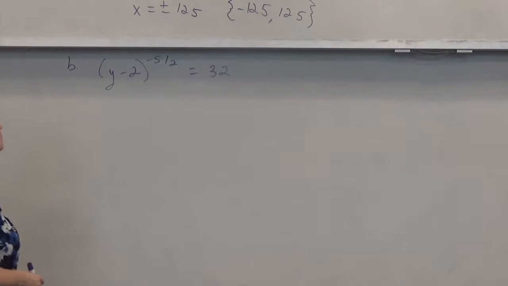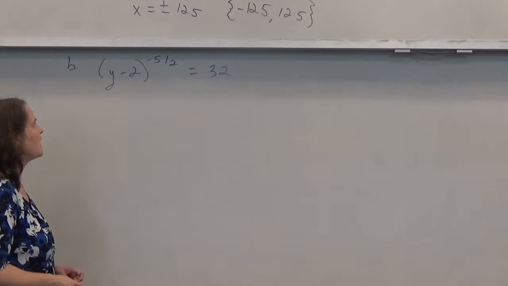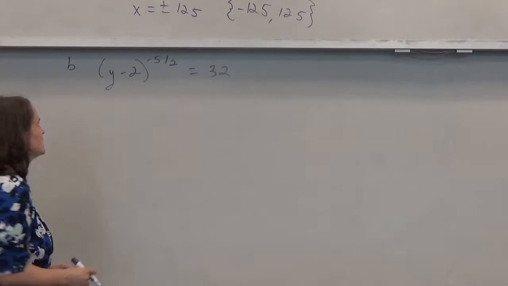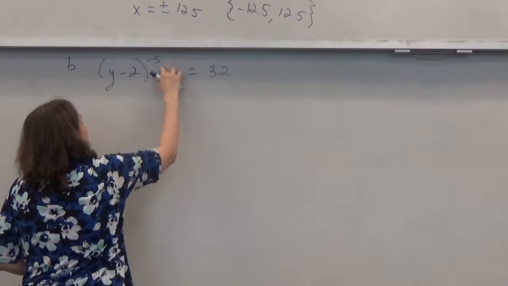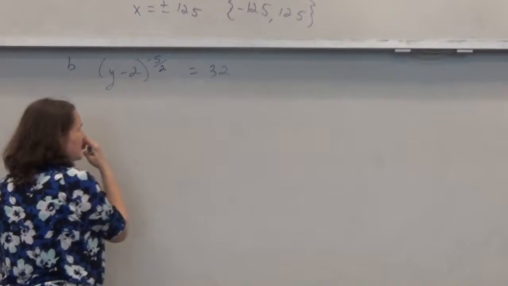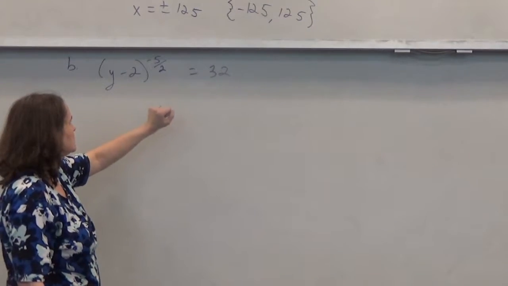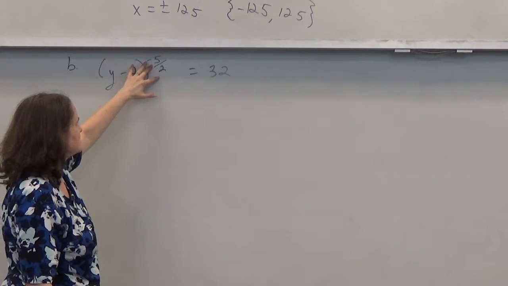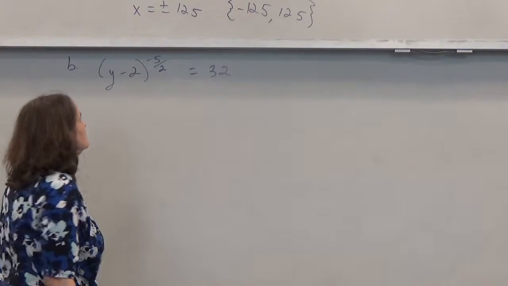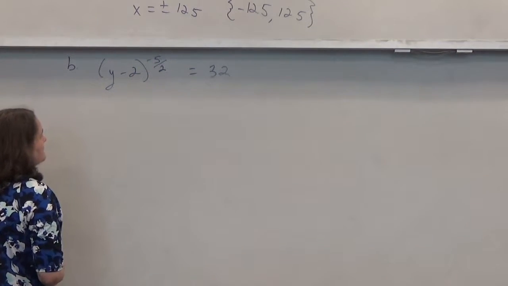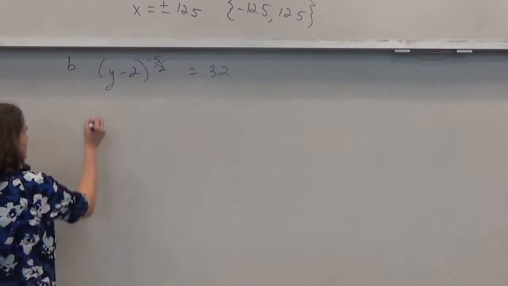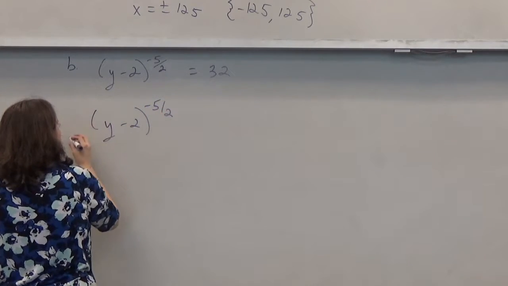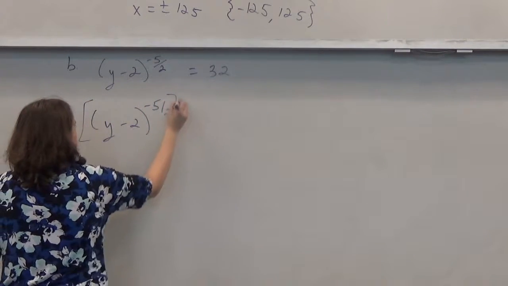Example 5, part B, we want to solve y minus 2 to the negative 5/2 power equals 32. So again, what power do I need to raise both sides of this equation to so that this exponent turns into a 1? Well, negative 5/2 times what equals 1? Let's raise both sides to the negative 2/5 power. This to the negative 2/5.